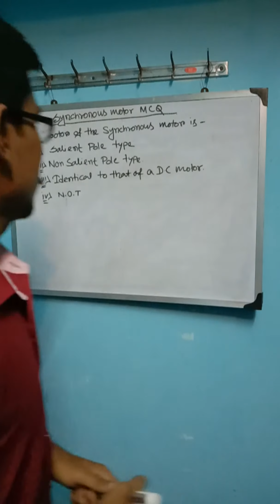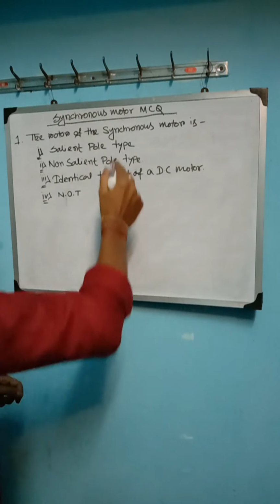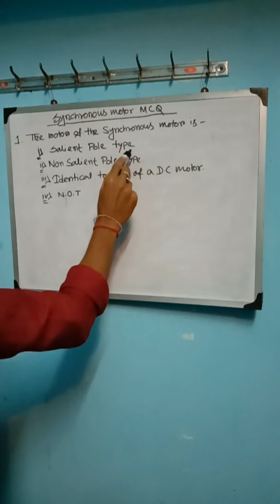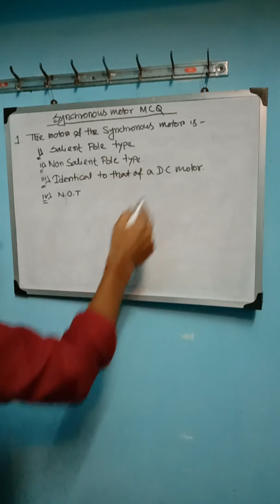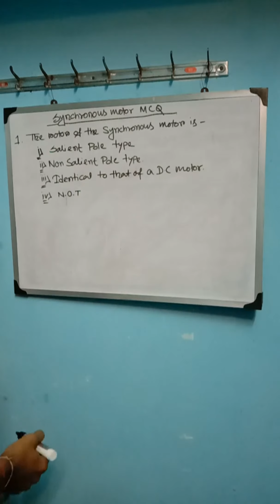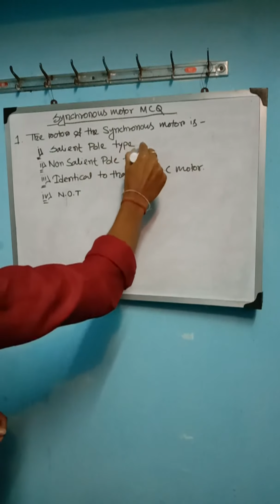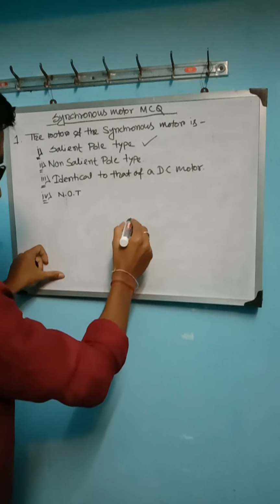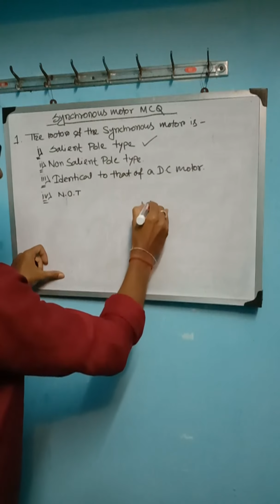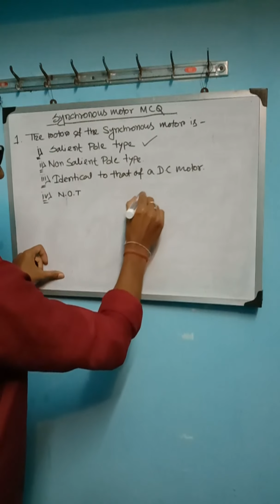So today we discuss some of the MCQ questions related to the synchronous motor. The first question is: the rotor of the synchronous motor is salient pole type, non-salient pole type, identical to that of the DC motor, and number 4 is none of these. So here the answer will be salient pole type. And if the number of poles is 4, then the rotor looks like this.